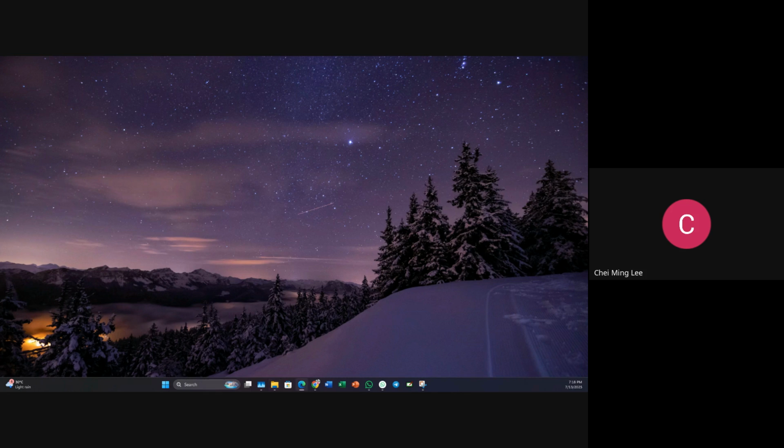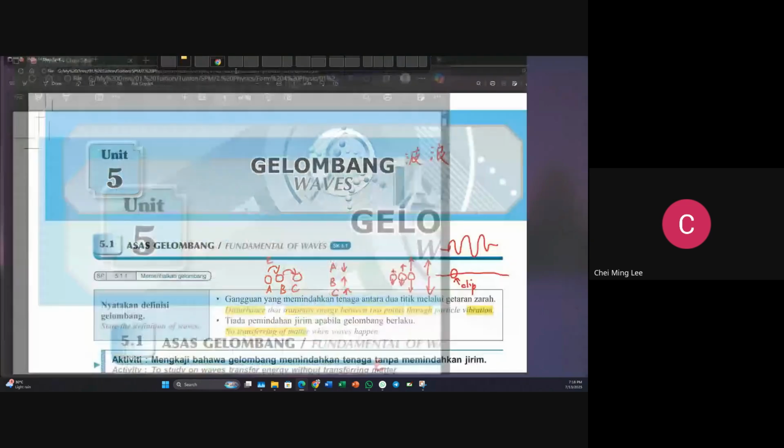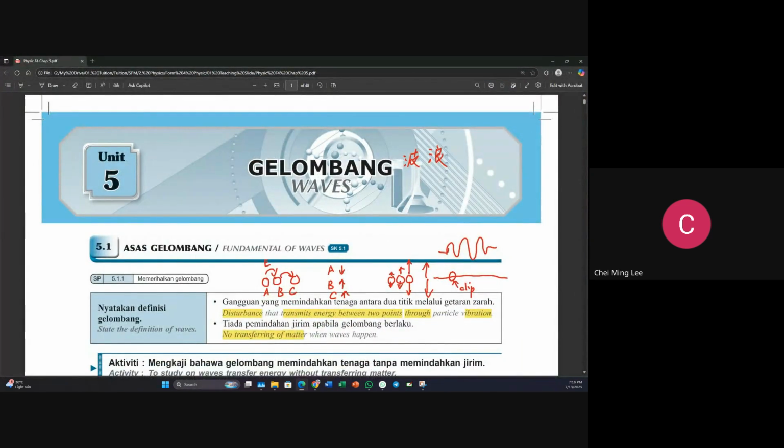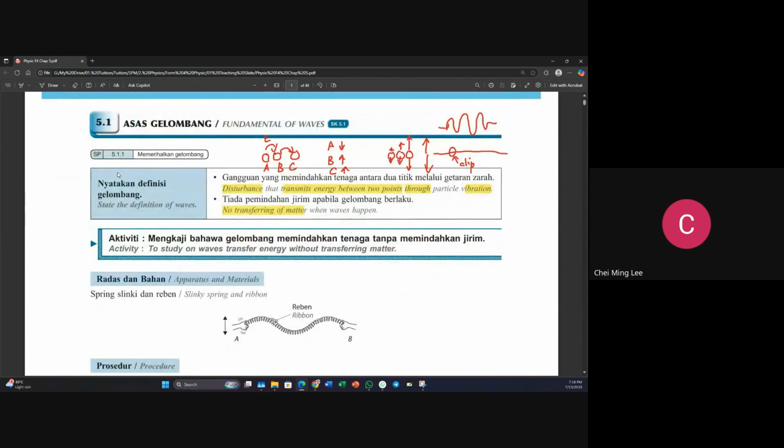So we should enter chapter 5. Okay. Please take note of this one. This one is pretty important. Okay, so now what is the definition of wave?